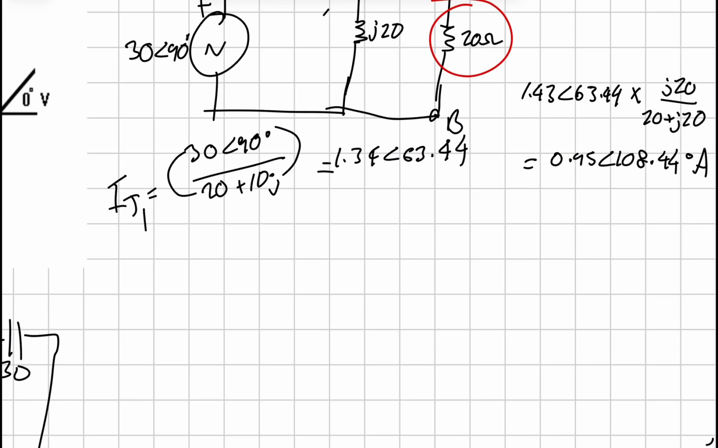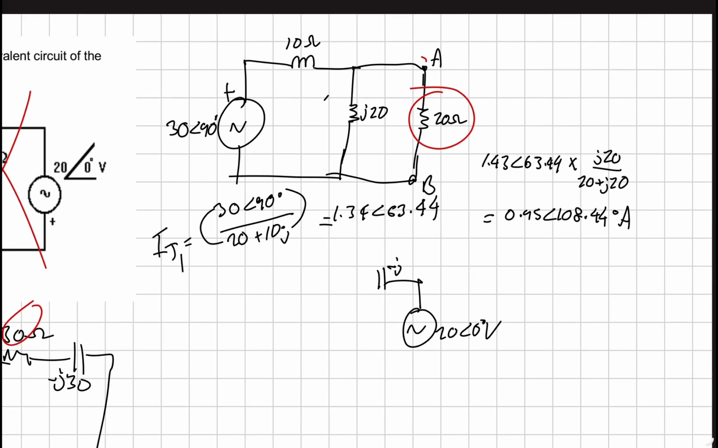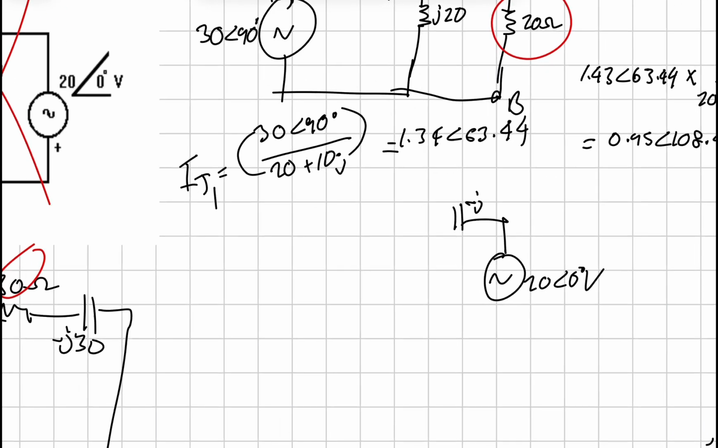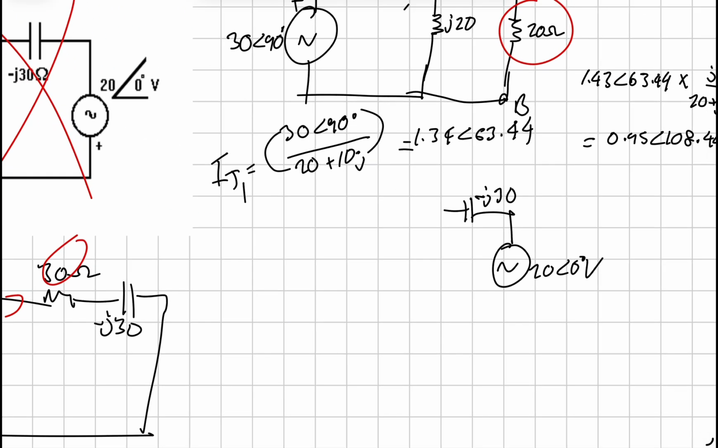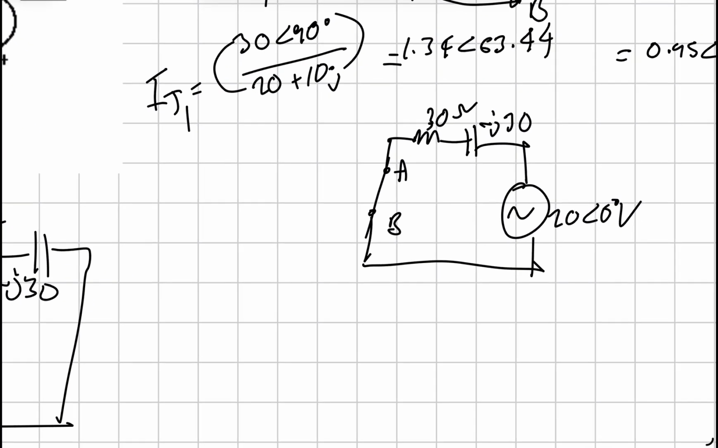Because the next one is another voltage source, and it's going to be 20 degrees volts minus J, what was that? Minus J30. Then it's 30 ohms. A, B. That's all that really matters, to be honest. Remember, it gets shorted. You see, it's all in series.